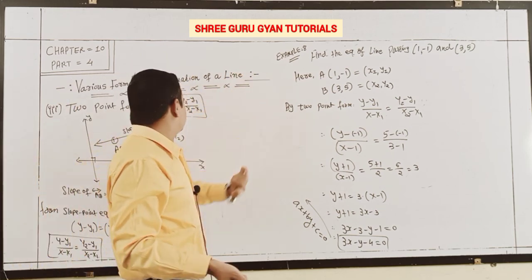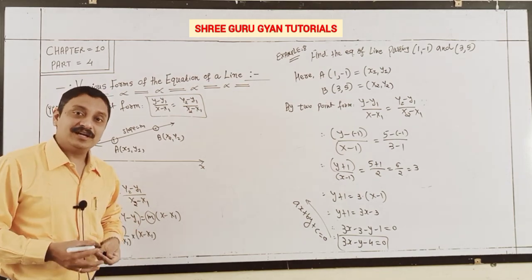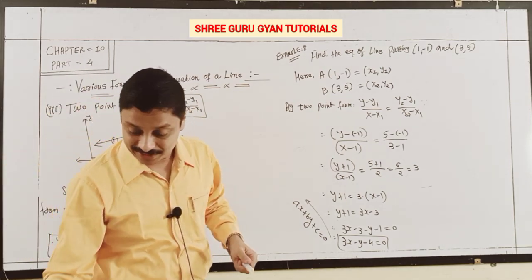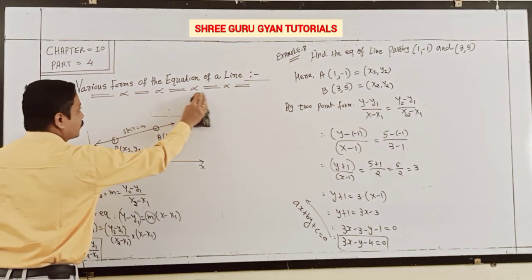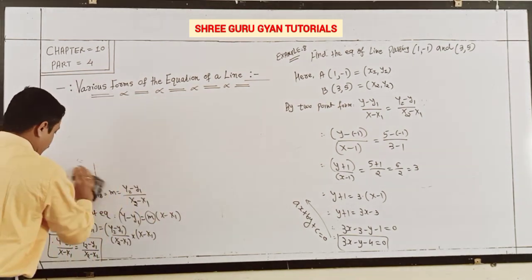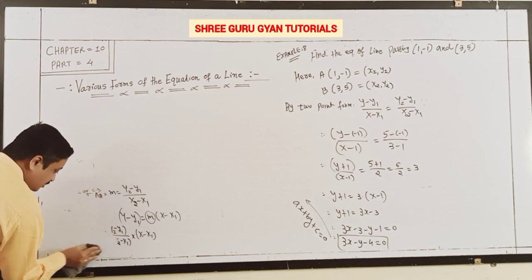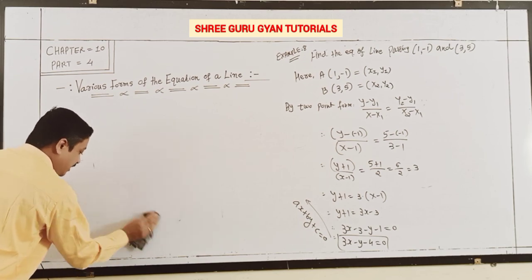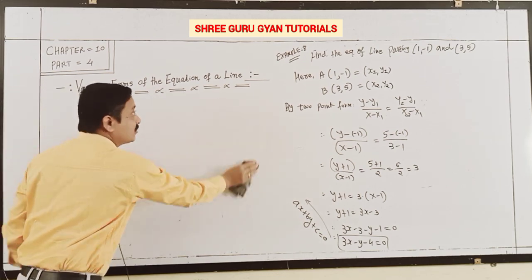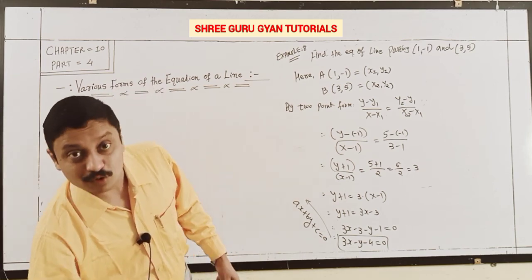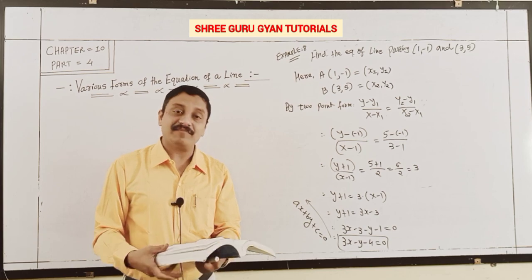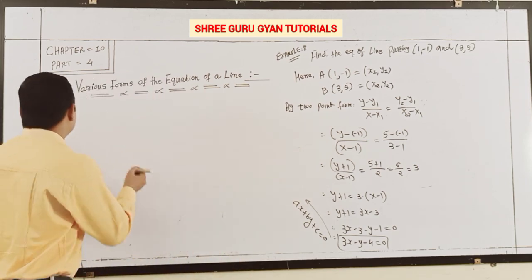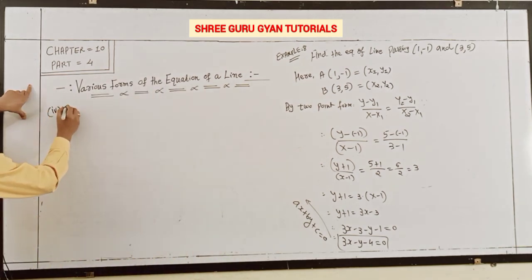Yes, students, up to our point number 3 is done. Now I am going ahead to the next point, point number 4. Very easily, we explain point by point and one example for each. Point 4 is related to intercepts: the slope intercept form.